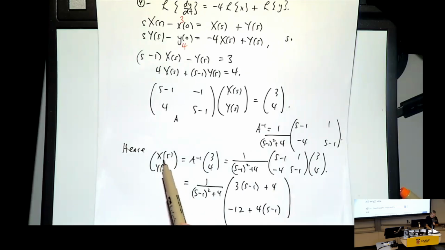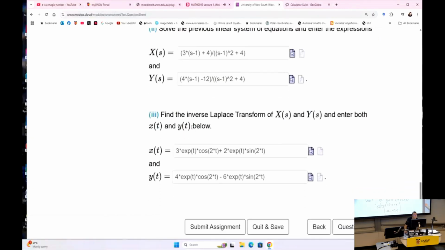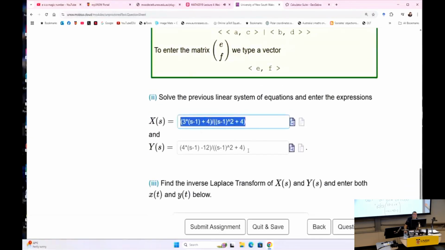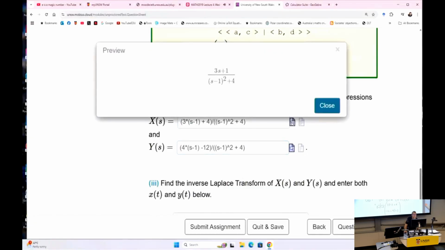Okay, so big X of s is this. Big Y of s is that. Put them into the computer. See? Don't simplify it, Mobius.